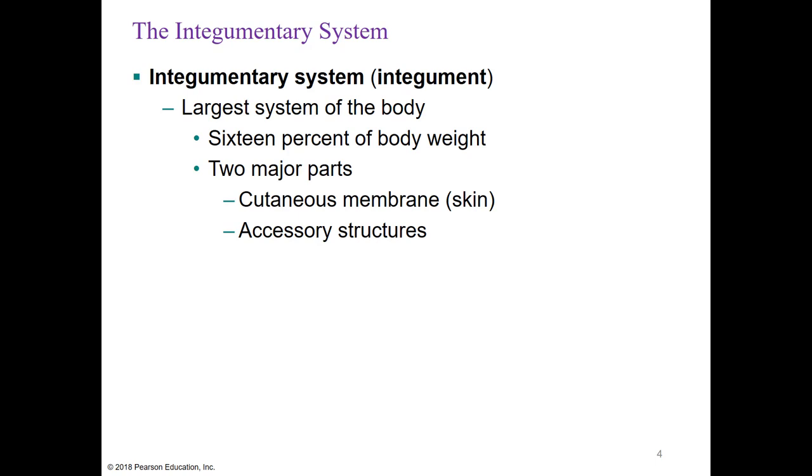Integumentary system, or the integument, is another way of saying the skin, and it is the largest system in your body, makes up 16% of your weight, and we can separate it into two main parts: the skin itself, which is the cutaneous membrane, and the accessory structures, which would be things like hair, nails, and glands. So we'll talk about all of those by the time we end Chapter 5.